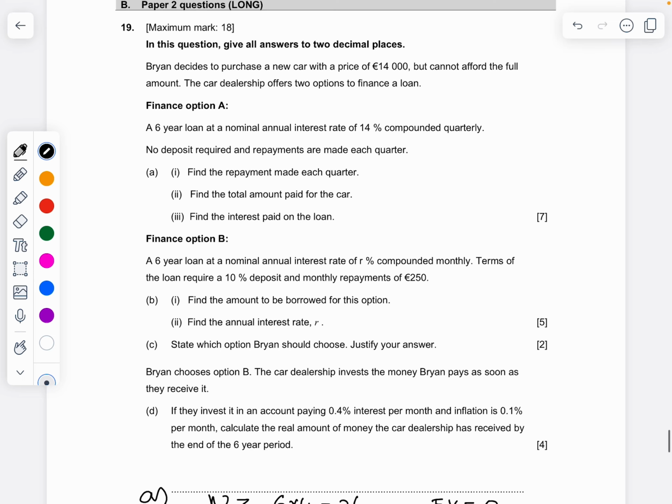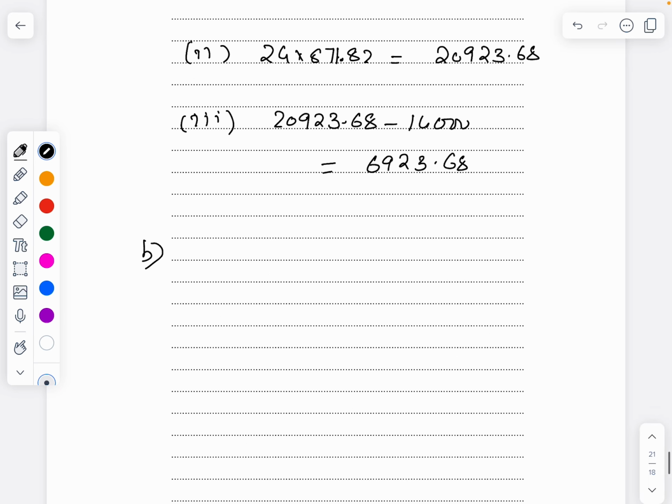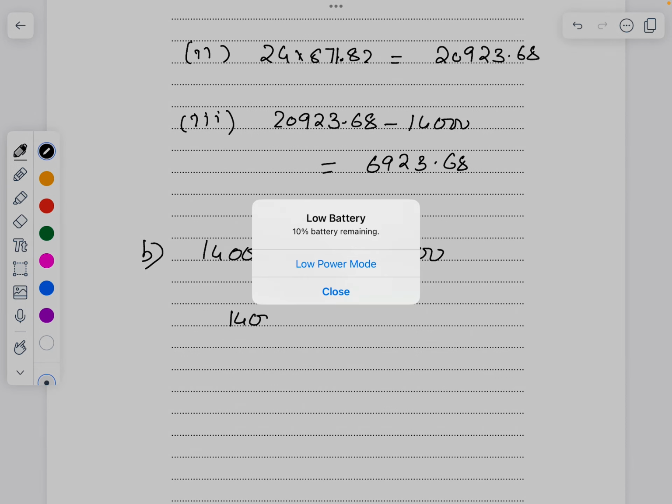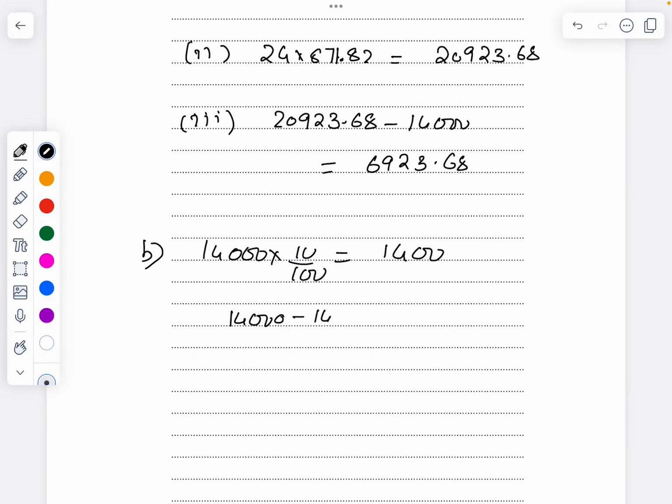What is he asking over here? In this case, 14,000 is the principal value. Then it is a 6-year loan. The terms of the loan require a 10% deposit and monthly repayments of 250. So 10% of 14,000 is 1,400. So the remaining will be 14,000 minus 1,400, which is 12,600.